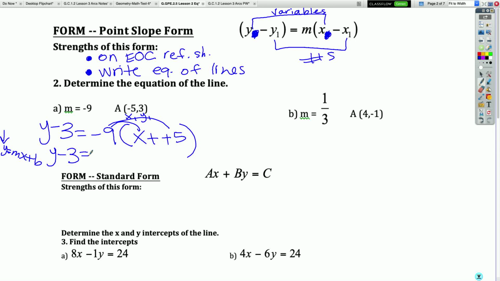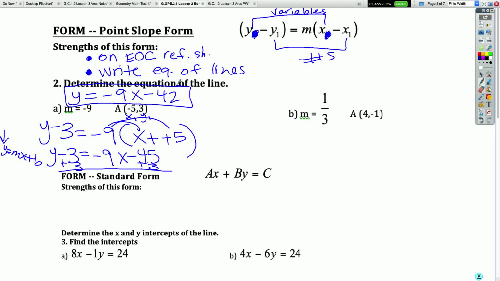So what did this side turn into? Negative 9x minus 40. Minus 45. Very good. And what would be our last step to get y by itself? Add 3. Oh, wait, add 3, right? So I'm adding 3 to that positive 45. So my final answer, I'm going to write it up here, would be y equals negative 9x minus what? 42. Minus 42.